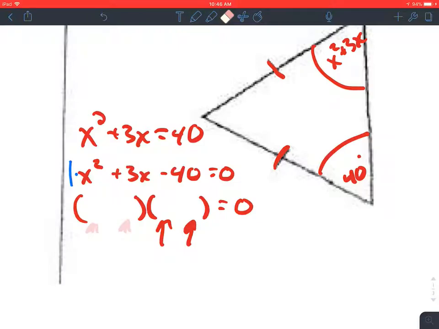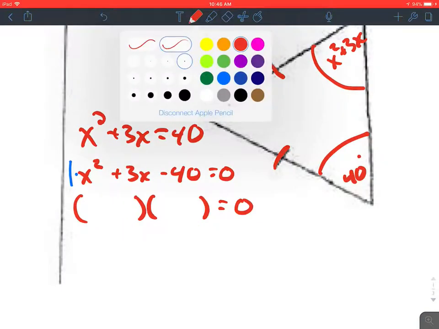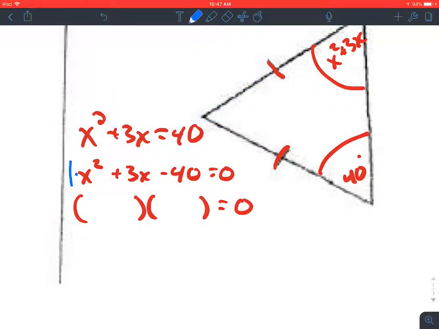Right now I'm using empty parentheses because I don't know what's going to go inside of them. In the first position of each of these binomials, you're going to take the square root of this first term, x squared. Square root of x squared is x. That goes in the first position. Then, to figure out what goes in the other spots, you have to do a little bit of work. But if you can do this in your head, I'm cool with it. You don't have to show the work that's in black.